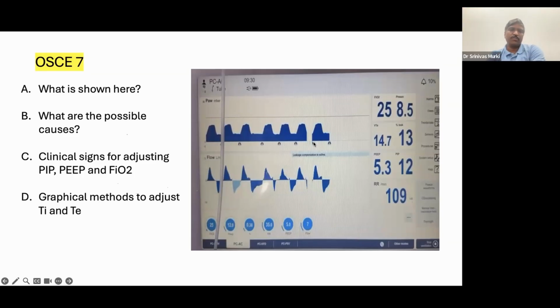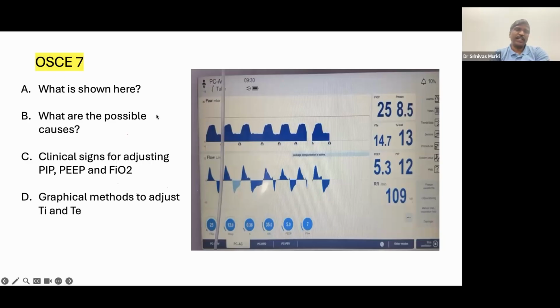Now, next thing is: name one graphical method to adjust the TI and TE. So how do you optimize TI and TE based on the graph? You have 3 graphs here. So which is the best graph? Yeah, wonderful. So all of you are right. That is the flow time scalar graph you will use to optimize TI and TE.